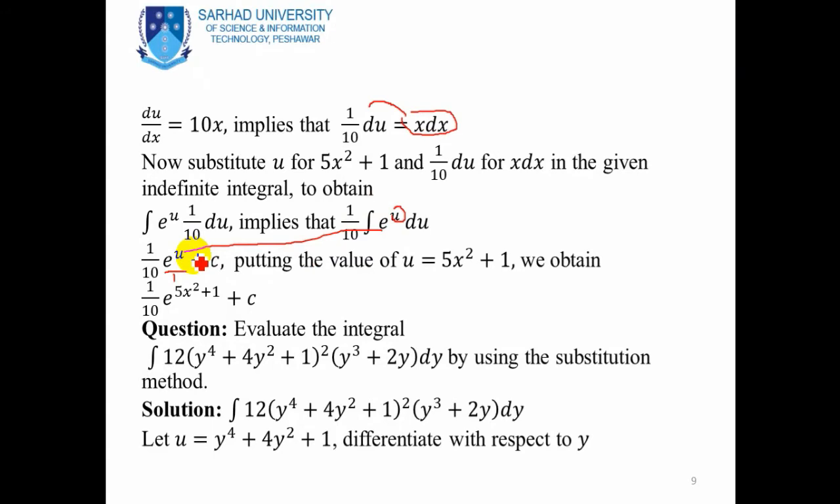Now another problem: the integration of 12 into y power 4 plus 4y square plus 1, whole square, into y cube plus 2y, with respect to y, by using the substitution method.